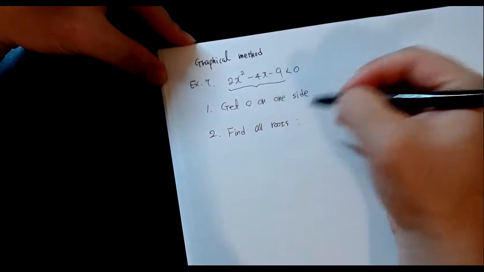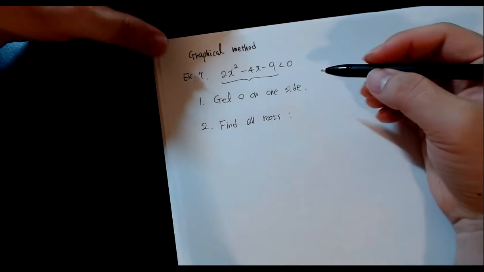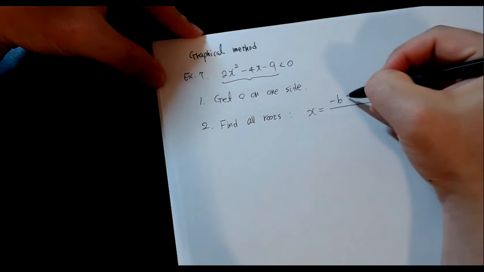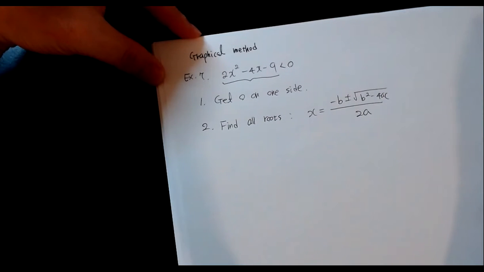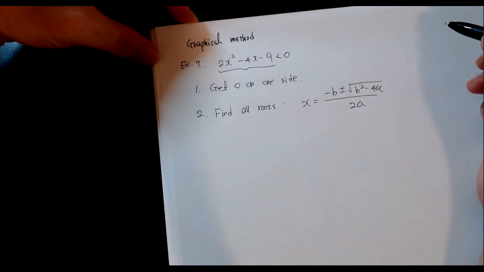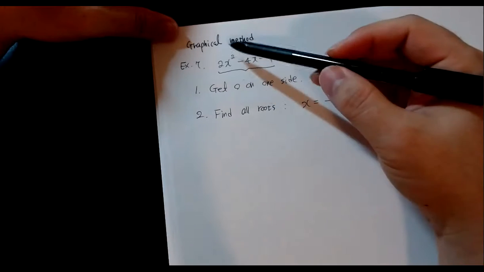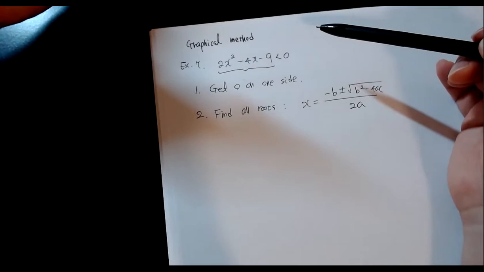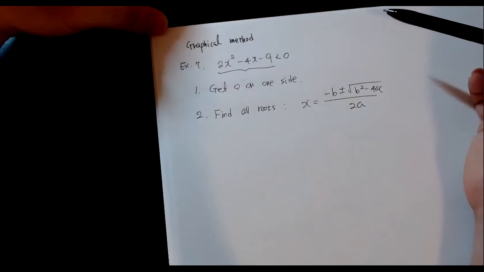So how can I find all roots? Let me use the quadratic formula. x is equal to negative b plus minus square root of b squared minus 4ac over 2a. By the way, if you're confused between the root and solution, then you just set 2x squared minus 4x minus 9 equals 0, set the equal sign to 0, and solve that quadratic equation. That should be okay.